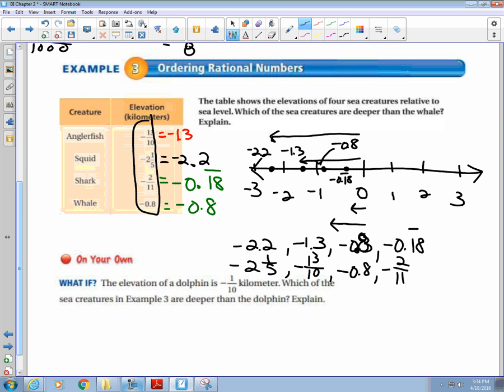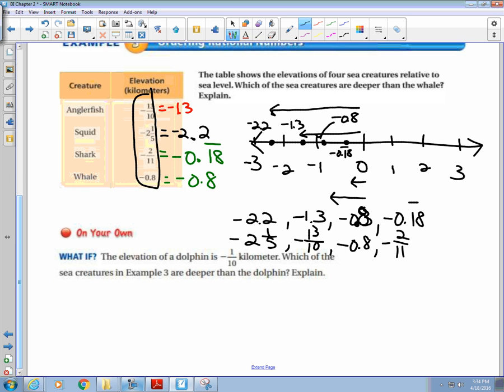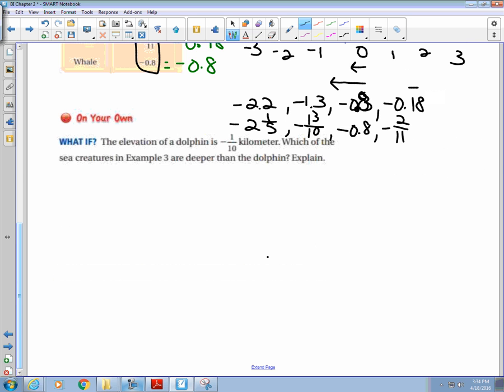Once we do that, we can then place them on a number line. And I think placing them as decimals on a number line is the easiest way to do it. And then we can convert them back to the original form once we get them lined up in order. All right, let's take a look at this last problem here.